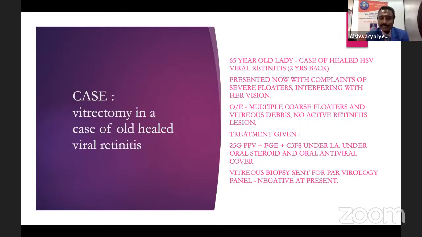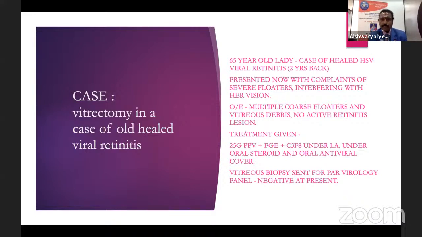So this patient, a 65-year-old nice lady, is actually from Rajasthan but went to Delhi, then came with so much frustration: doctor, I have taken so much medicine, seen so many doctors, and you are the 4th or 5th doctor. Can you do something? It was a case of healed herpes simplex viral retinitis, treated 2 years ago, and she presented now with complaints of severe floaters interfering with her vision.